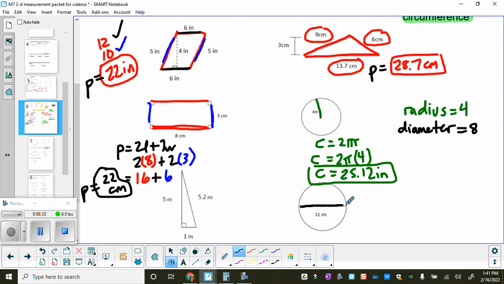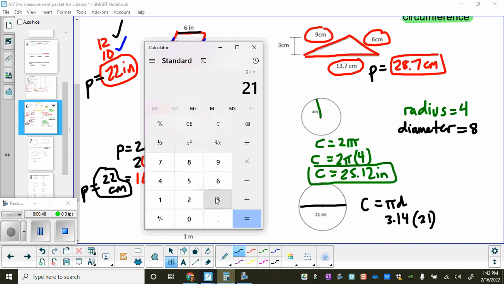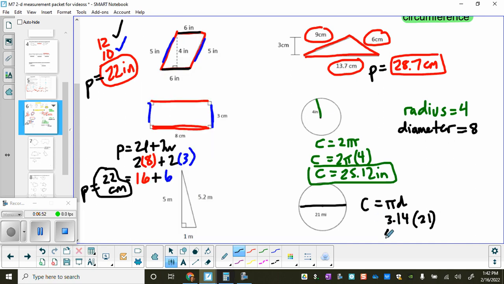Now the one right below it, do y'all see how the line goes all the way across? So I'm using the diameter. So this one, we can just say, all right, I've got the diameter. I don't need to double anything. I can just plug in the 21. And now we'll use the calculator to do 3.14 times 21. And we get a 65.94. And this is miles.